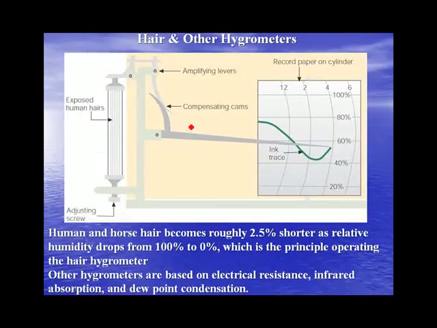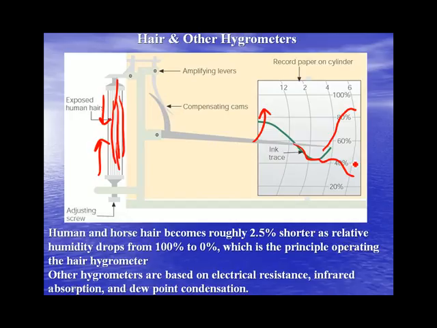We have what we call hair and other types of hygrometers, where you can have exposed human hair, and based upon the amount of moisture, the hair will either lengthen or shorten. And as the hair begins to shorten, this lever here would begin to move up, and so we would see the ink trace going like this, and as it begins to lengthen, this would begin to go down, and so it would look something like that. And so we can use what we call hygrometers to measure the amount of moisture in the air.